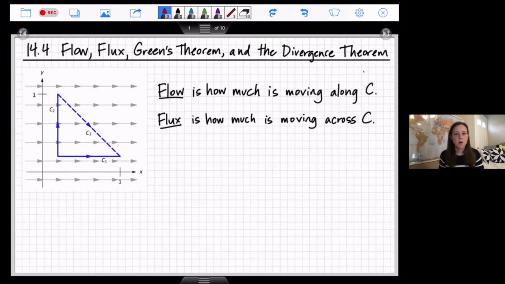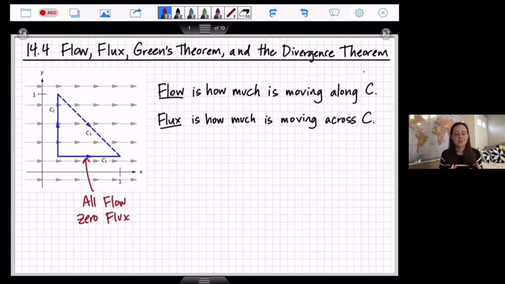The curve C1, everything for C1 is happening in exactly the same direction as the vector field. So for curve C1, we're going to find that this curve is all flow and zero flux. All of the water or the electricity or whatever it is is moving in exactly the same direction as the curve C1. C2, on the other hand, is going to be all flux. Flux is talking about how much is moving across C.